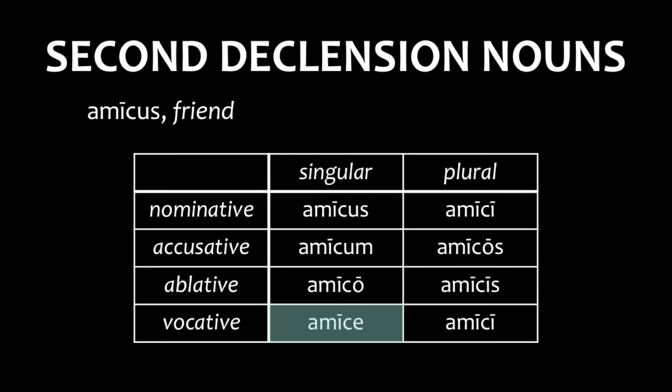Because the nominative singular ended in -us, that means the vocative is going to be different from the nominative. The vocative is going to end in that short e. Then the plural: nominative amici, accusative amicos, ablative amicis, vocative amici.